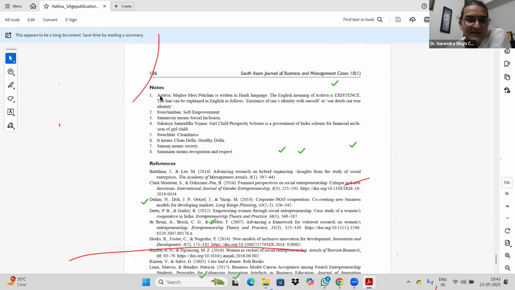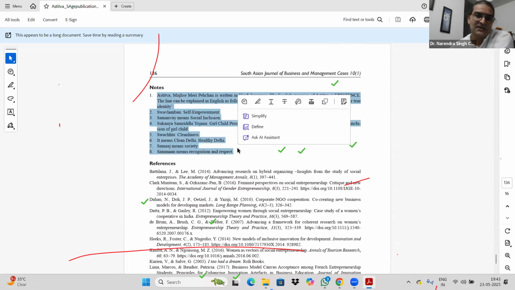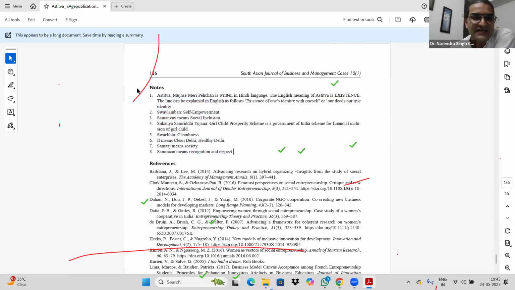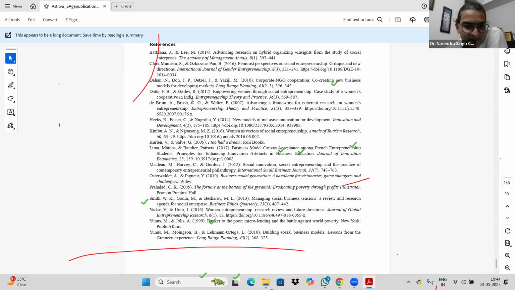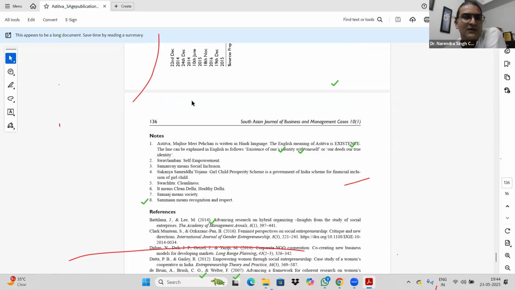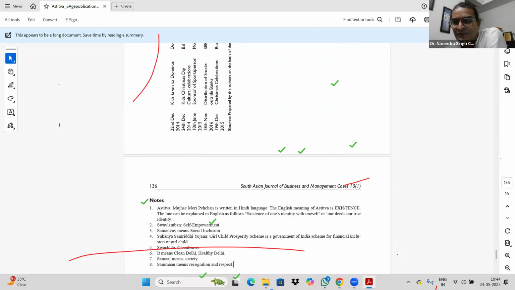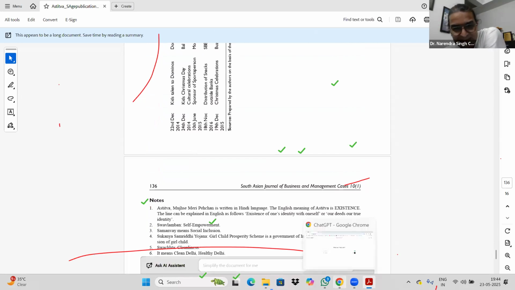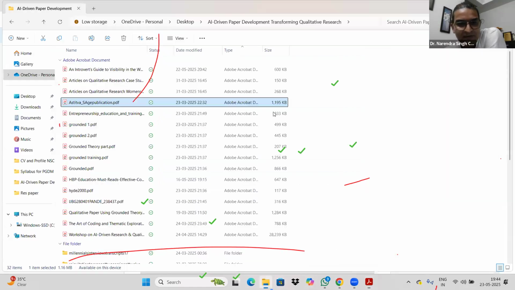So see, now these are the references and notes. When they are writing a case study, these are the particular documents which they have talked about. Samanvay means social inclusion. They have given what a particular term means. And these are the particular references which they have utilized. And definitely a lot of interviews have happened in this particular case study. So I will be sharing this today itself, please. You are requested to kindly go through it.